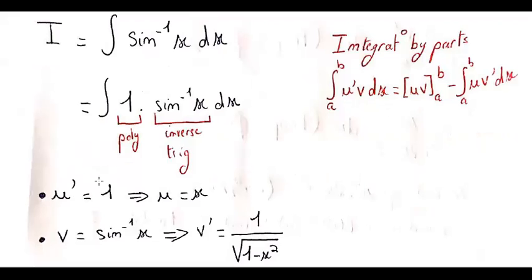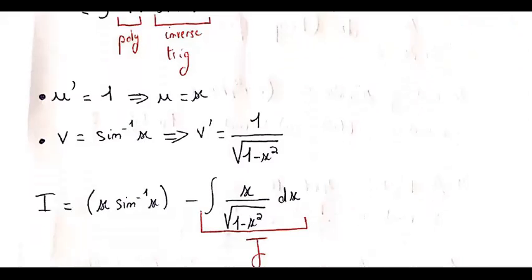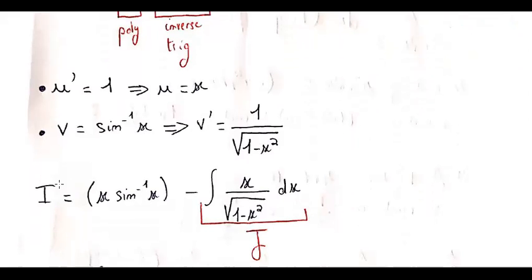So as I said, u prime is going to be 1, which means u would be x, and v would be sine inverse x. v prime is 1 over radical 1 minus x squared, which is the derivative of sine inverse. Then we apply the rule of integration by parts. So we get I is equal to uv, so it's x sine inverse x minus the integral of u v prime, so minus the integral of x over square root of 1 minus x squared dx.